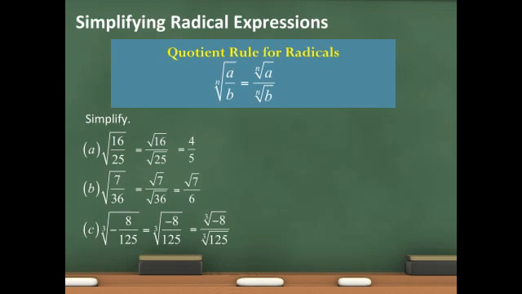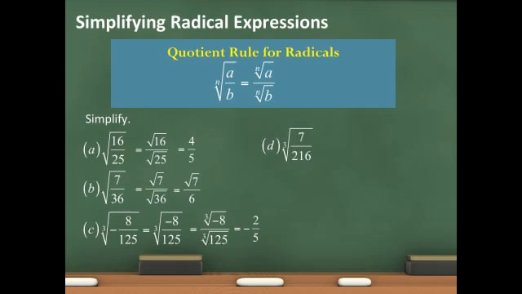Since we are working with the cube root, we need to check if the numbers we have are perfect cubes. Luckily, negative 8 is a perfect cube because it can be written as negative 2 times negative 2 times negative 2. So the cube root of negative 8 is negative 2. 125 is also a perfect cube because it can be written as 5 times 5 times 5. So the cube root of 125 is 5. This means our final answer is negative 2 over 5.